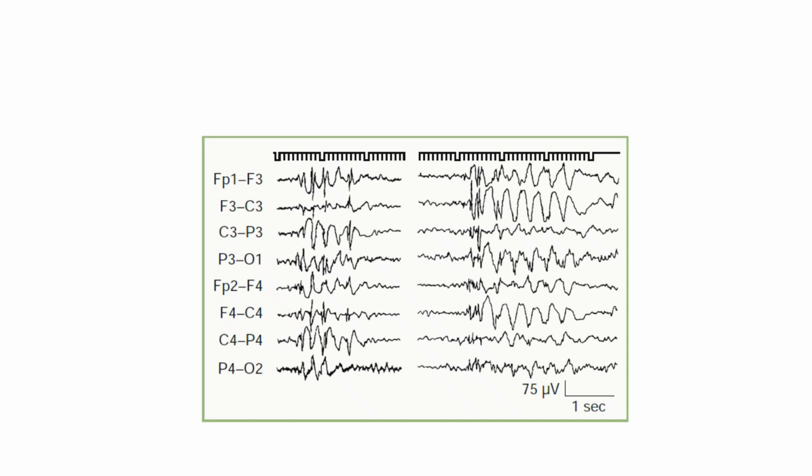1. The montage setup. The labels on the left represent a standard longitudinal bipolar montage, often referred to as a double banana chain. It records the voltage difference between adjacent electrodes from front to back. Left hemisphere: Fp1-F3, frontopolar to frontal; F3-C3, frontal to central; C3-P3, central to parietal; and P3-O1, parietal to occipital. Right hemisphere: Fp2-F4, F4-C4, C4-P4, and P4-O2.